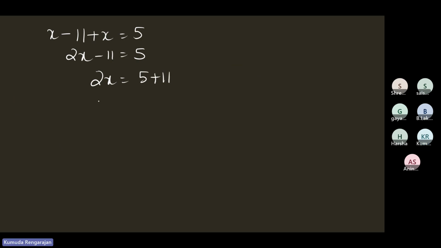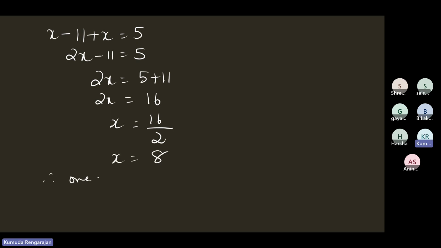So upon opening the bracket, Lakshana, continue. X minus 11 plus X is equal to 5. Very good. Next. So 2X minus 11 is equal to 5. Next, bringing 11 on the other side, 2X is equal to 5 plus 11. Very good. 2X is equal to 16 and X is equal to 16 upon 2, which is X is equal to 8. Very good.